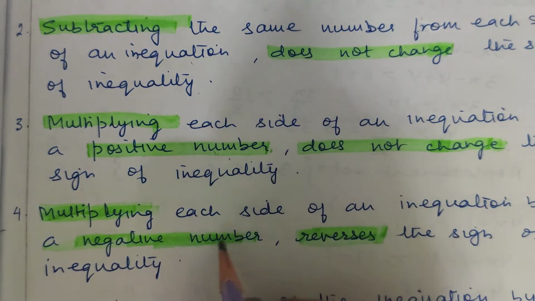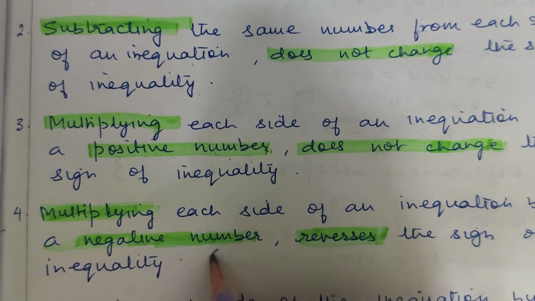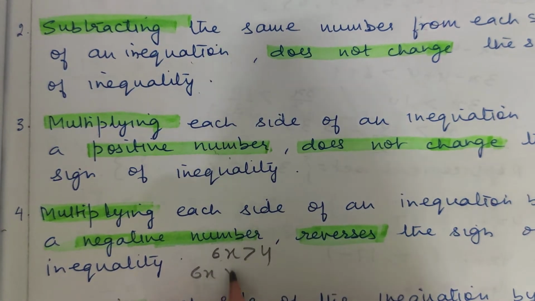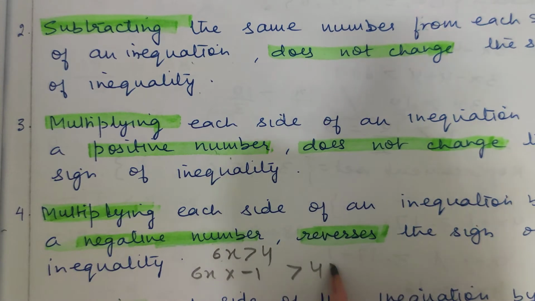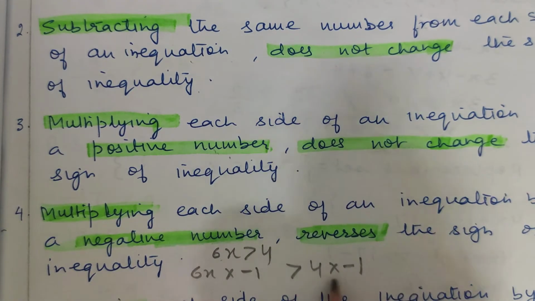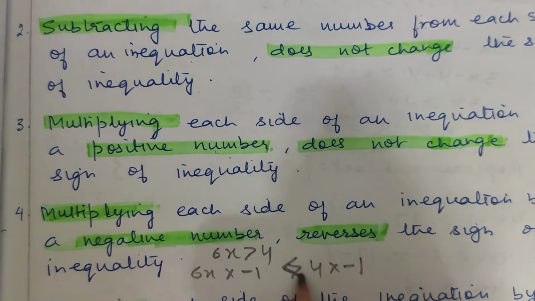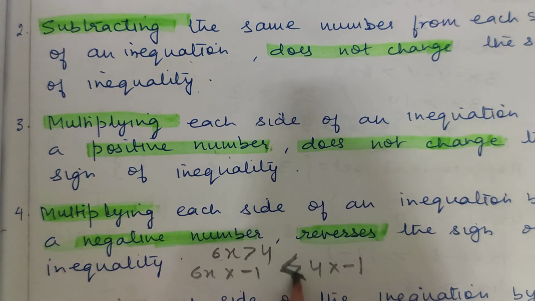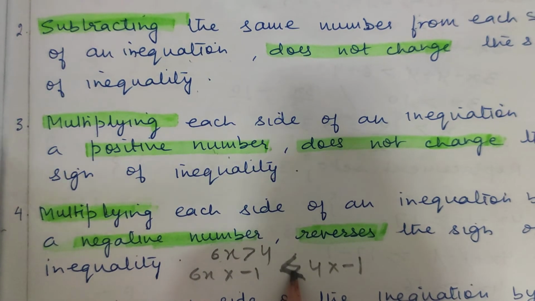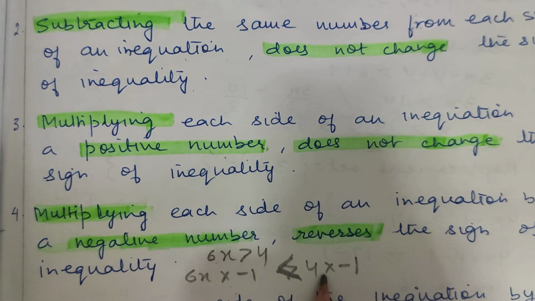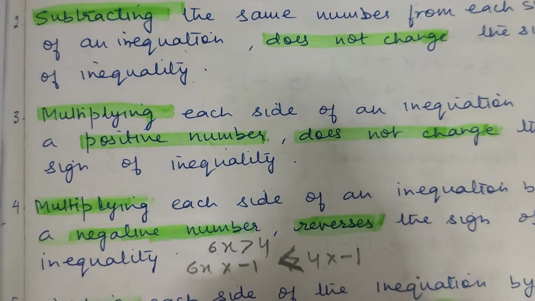Sign changes means if the sum is 6x is greater than 4, and if you are multiplying by a negative number, like if I am multiplying this by -1, then this sign, this was greater than, will change to less than. This sign changes only in two cases. The first is when you multiply both the sides by a negative number. There is one more case which is coming.